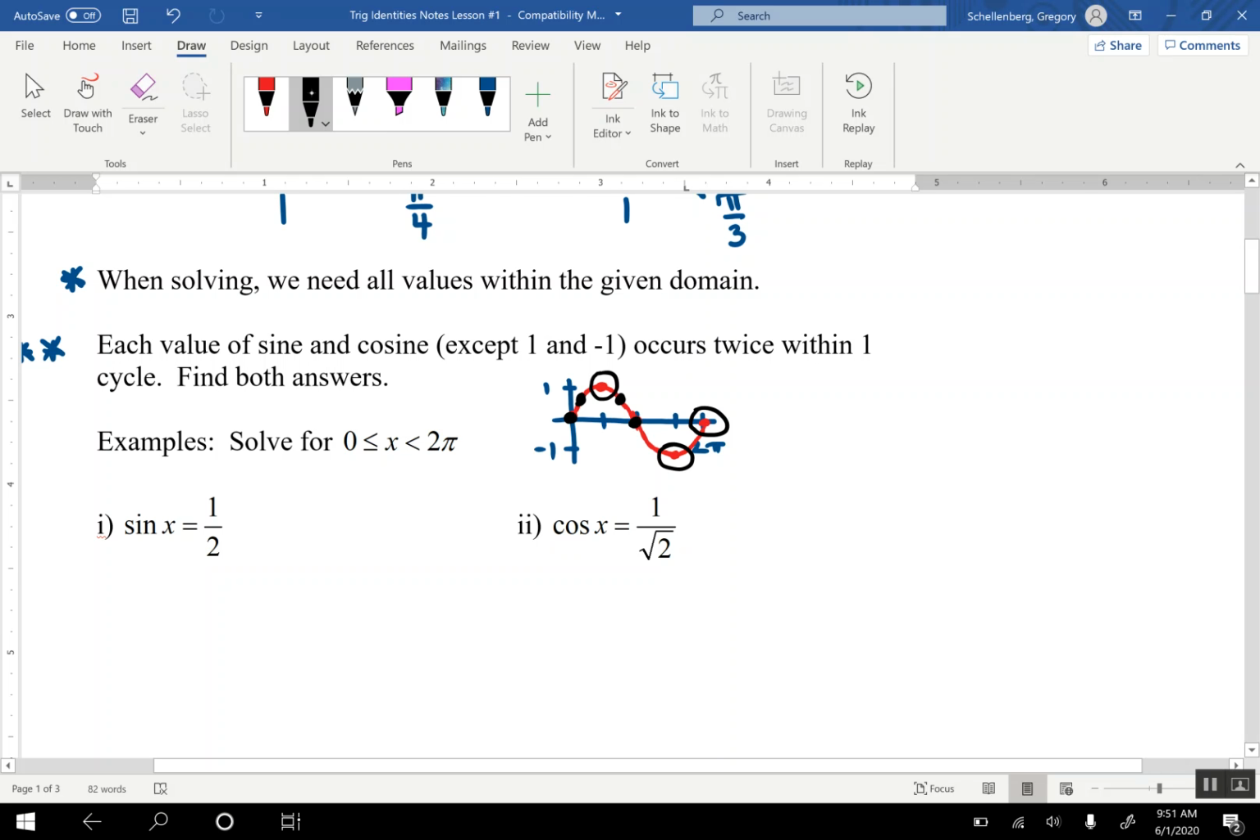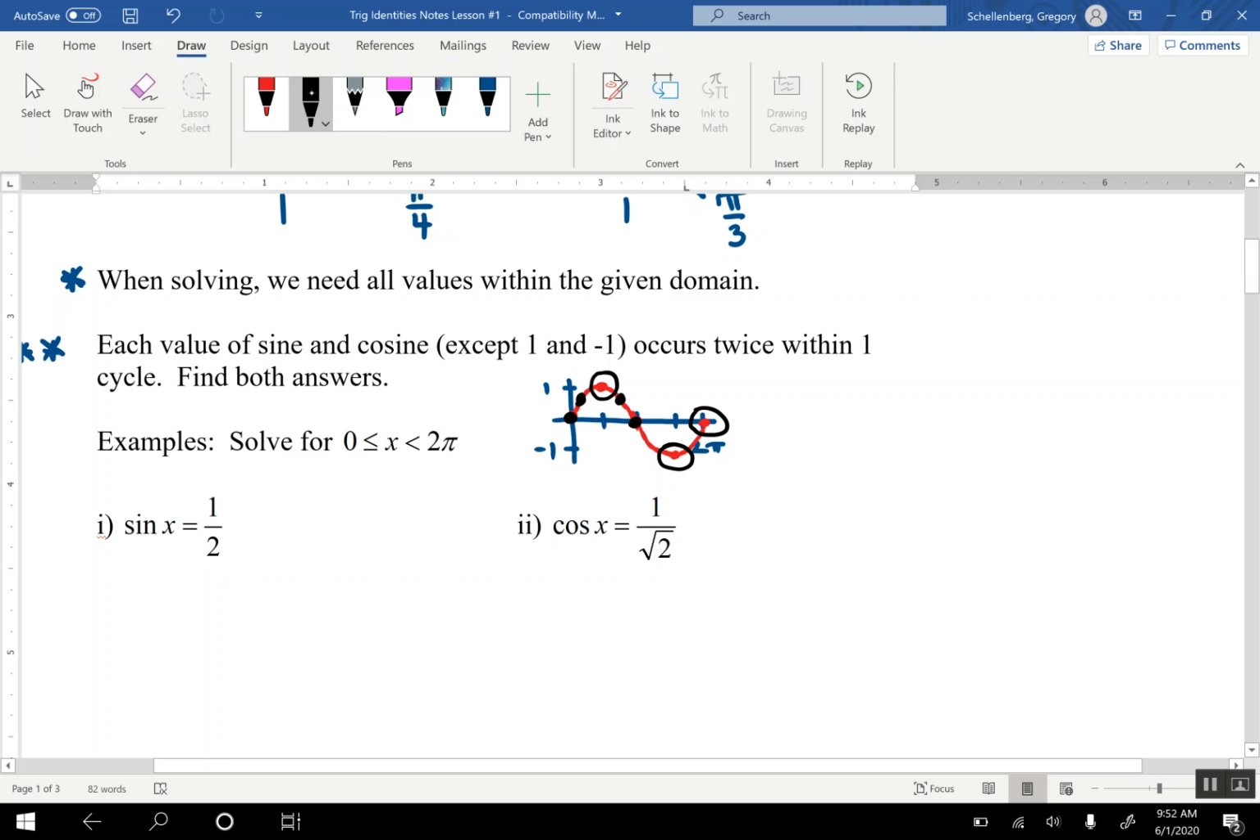Okay, the other thing to note here is that the sine of x is never equal to a value greater than 1. Okay, so the sine of x is never equal to 2, it's never equal to 1.5, it's never equal to 100. And the sine of x is never equal to a value that is less than -1. Okay, so it's never equal to -2 or -1.5, -100.